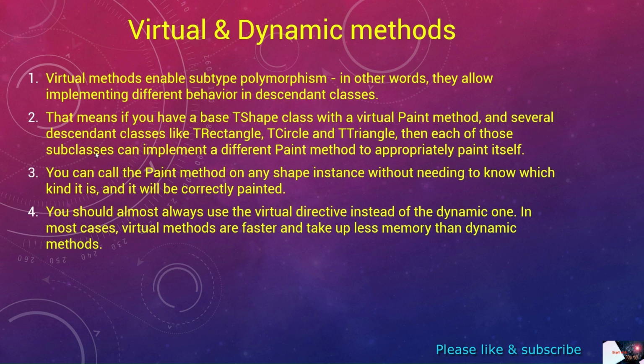Let's talk about the virtual and dynamic methods. Virtual methods enable subtype polymorphism. In other words, they allow implementing different behavior in the descendant class. Suppose the same method is written in the parent class as virtual, and in the derived class the same method is written as override.